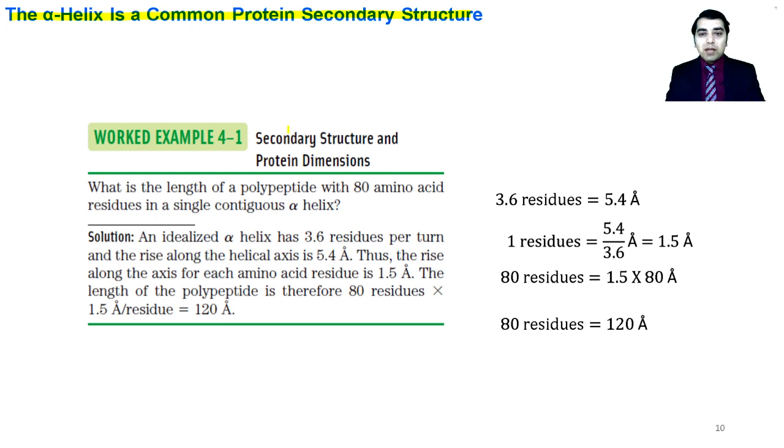Here we come across a problem. What is the length of a polypeptide with 80 amino acid residues in a single continuous alpha helix? In order to solve this, for example, there are 80 amino acids arranged in this alpha helix. How long is this alpha helix containing 80 amino acids? We have basic information that 3.6 residues are 5.4 angstrom long. So one residue will be 1.5 angstrom long and 80 residues will be equal to 120 angstrom. So the answer is that 80 residues present in an alpha helix are 120 angstrom long.